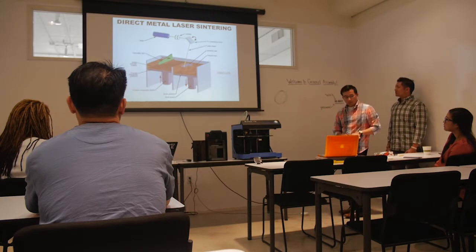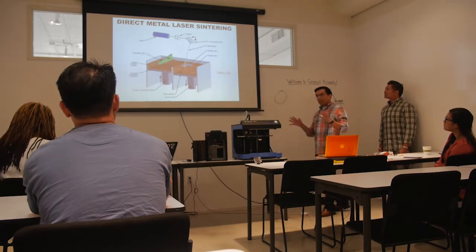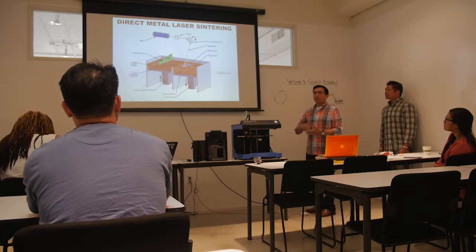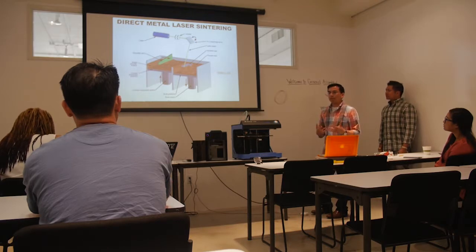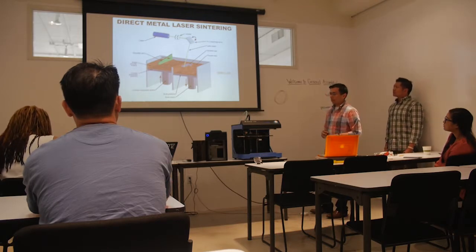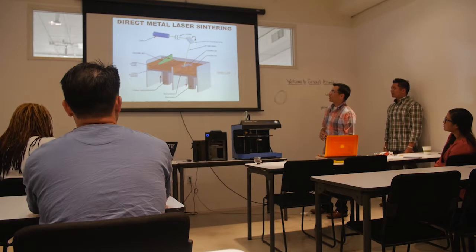The next one that I'm going to talk about is direct metal laser sintering. This operates in basically the same manner, but upside down. So you can see here that there's two tanks, and these are filled with a metal powder that you buy from the manufacturer, right? You have a table that actuates downward. So the way this works is the laser is on top, right?